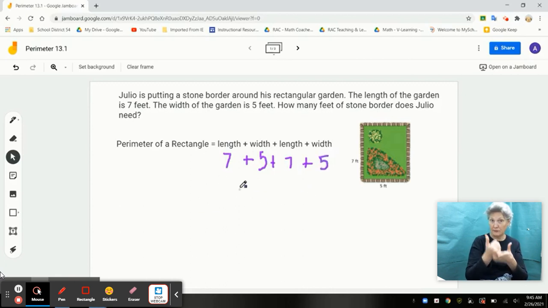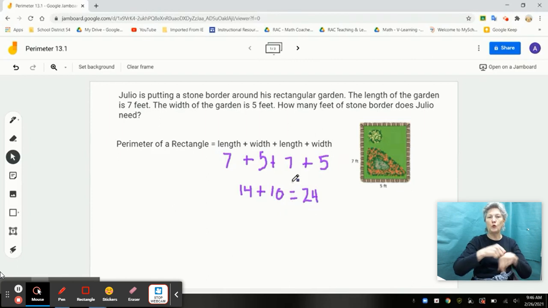7 plus 7 is 14. You got it. And 5 plus 5 is 10. When I add 10 and 14 together, I get, drum roll, 24. So now we know that Julio needs 24 feet of stone border.